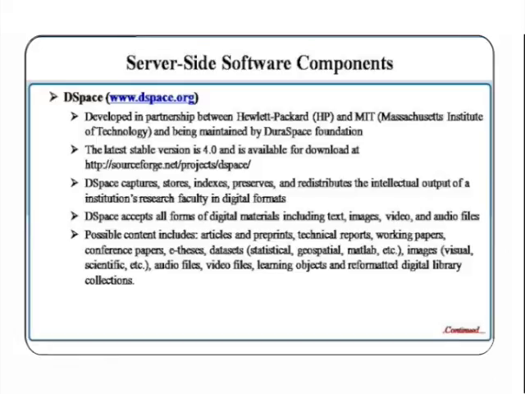DSpace captures, stores, indexes, preserves and redistributes the intellectual output of an institution's research faculty in digital formats. DSpace accepts all forms of digital material including text, image, video and audio files. The possible content may include articles and preprints, technical reports, working papers, conference papers, e-theses, datasets, images, audio files, video files, learning objects, reformatted digital library collections. That means almost everything.